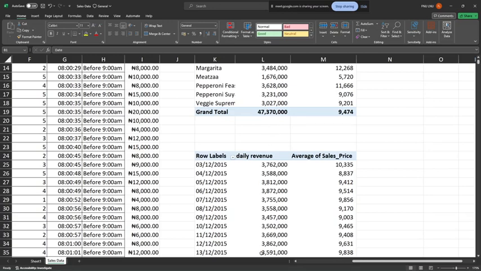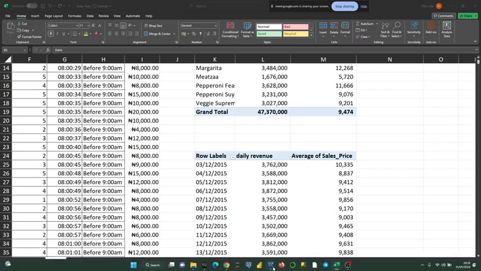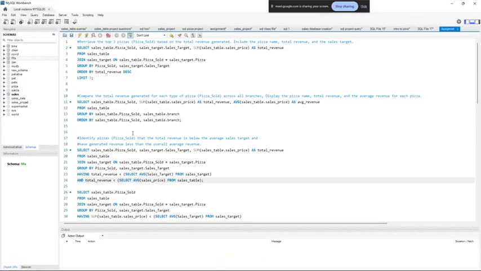Now, going back to our first question: retrieve the top three pizzas based on the total revenue generated. Include the pizza name, total revenue, and the sales target.